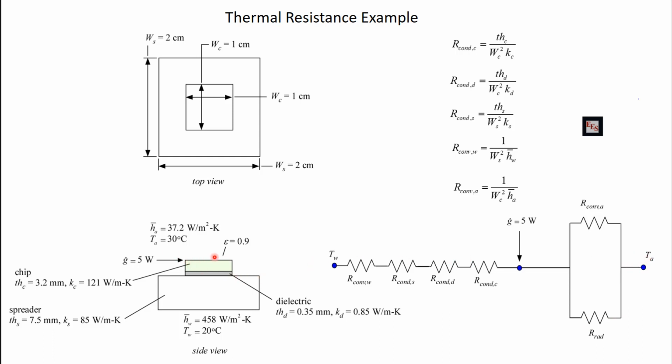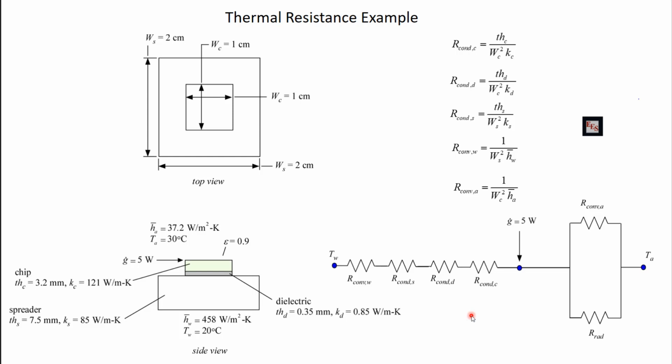Some of that 5 watts can go down, and so that's going through the chip. That's what this conduction resistance is. Through the dielectric, that's what this conduction resistance is, and then through the spreader, and finally convected to the water. We're neglecting contact resistance for this particular problem, but we have a whole bunch of other things going on, and that's what we have to simulate. We're going to simulate this in EES.